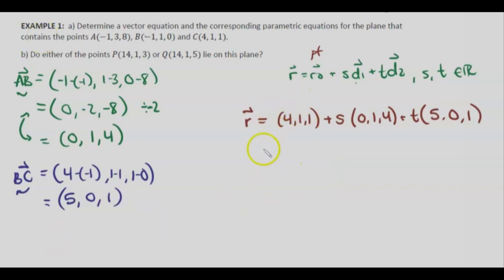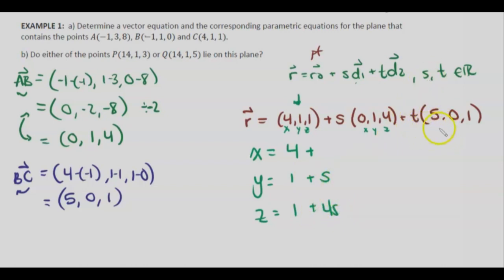Now converting to parametric, we're going to work with x equals, y equals, and z equals. If you want to stack them, we're going to do them in order. So 4, 1, 1, because we know that this is the x, this is the y, and this is the z component. Now s is x, y, z, same idea. So 0s, 1s, 4s. We could write 0s, but I'm going to skip it. Plus 1s plus 4s.